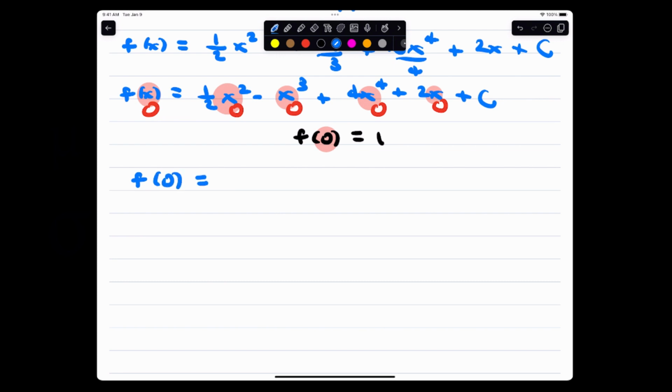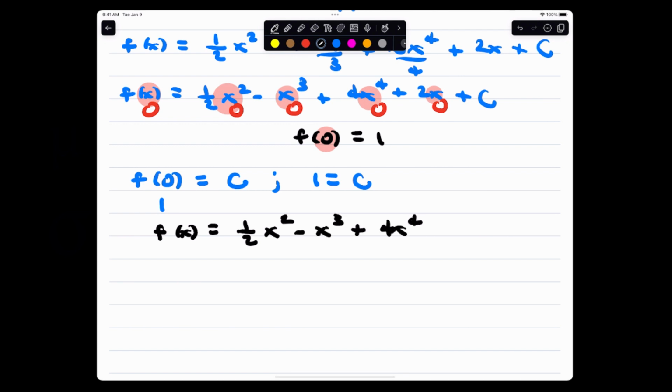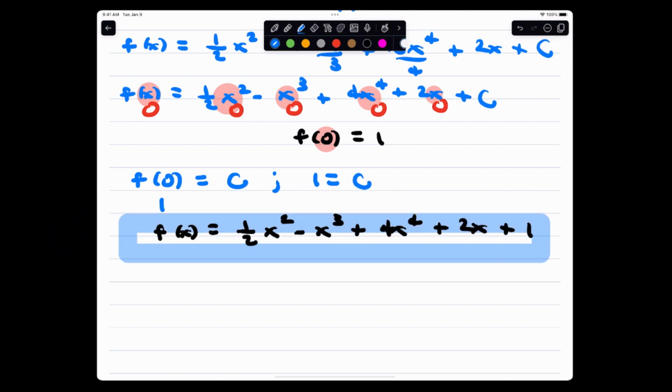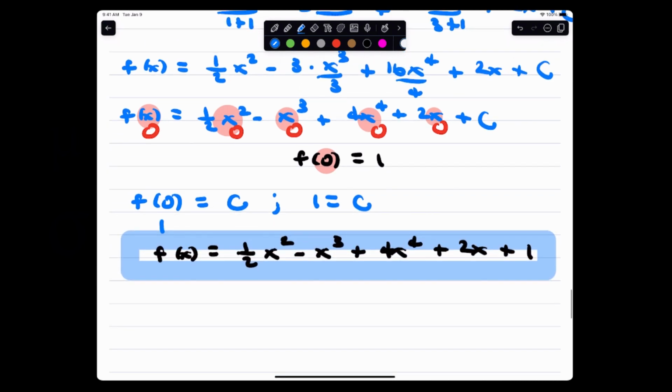F of 0 really is going to be what? C. Is that true? Because all those values are going to be 0. If you square 0, you cube 0, fourth 0, that's zeros. And then you say, well, that means 1 equals c. Is that right? Because this is 1. So your function here at the end of the day, 1/2 x squared minus x cubed plus 4x to the 4th plus 2x plus the constant 1. Here it is, ladies and gentlemen. And there's your function.